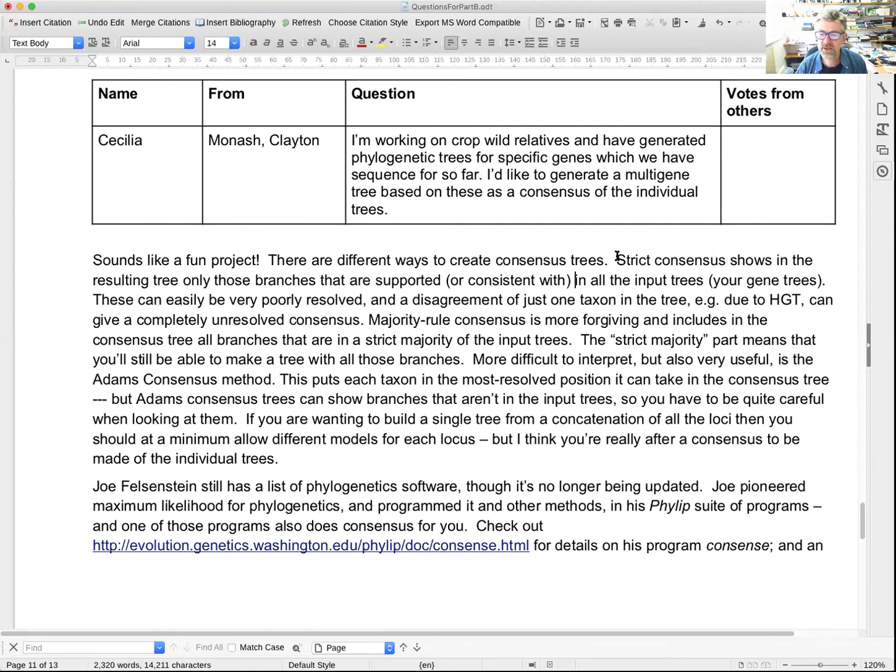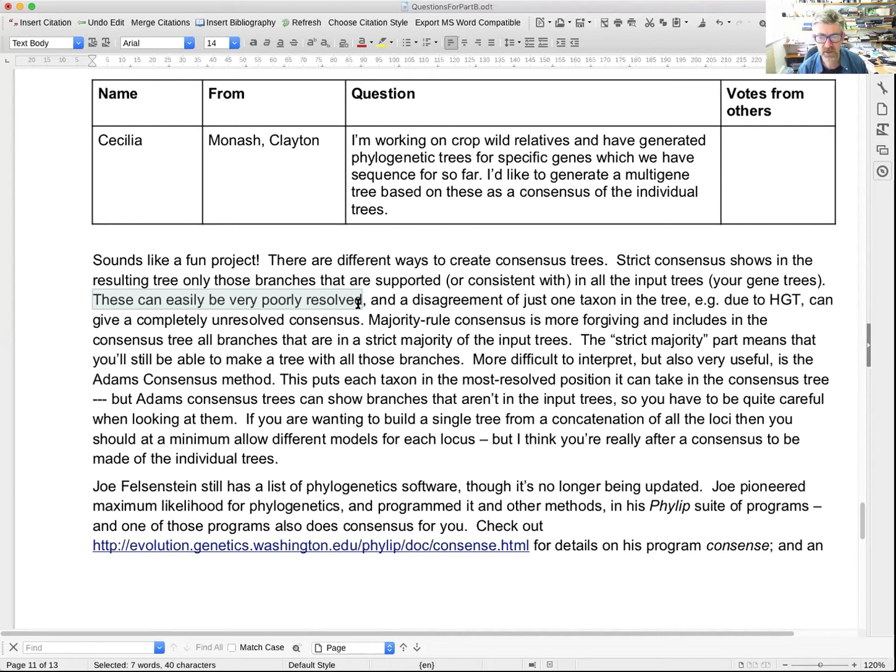Now, strict consensus is really strict, and it can easily be almost totally unresolved, if not completely unresolved, and you just get a star, which you probably don't want to see. And that can even be caused by a disagreement of just one taxon moving from one place in the tree to another place in the tree, because all of the branches are then not common. Every branch in a potential tree is disagreed with by something. So that's not a great method.